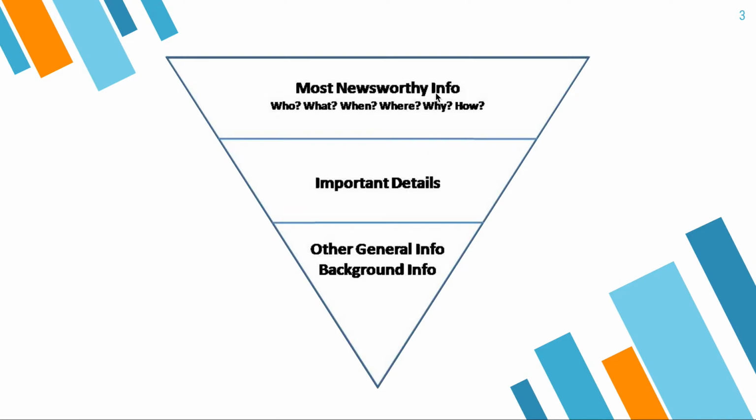Basically, a news article is structured with the who, what, when, where, why, and how first, then some key details that expand on the most important information here, and then general information, context, background information at the bottom. A lot of times with essays, students put this stuff up here, and you're going to be tempted to do that, but you don't want to.